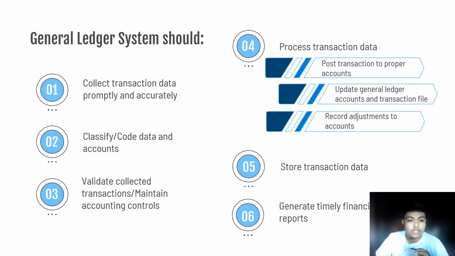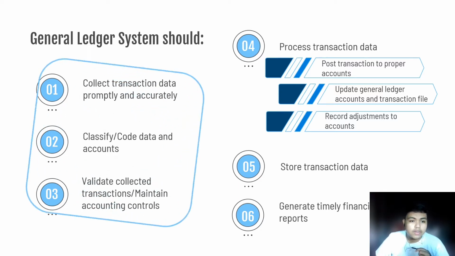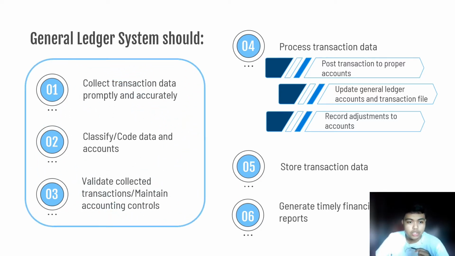So what are the functions of the General Ledger System? First, in the input stage, the General Ledger System should collect transaction data promptly and accurately. So dapat yung kino-collect or yung ini-input sa General Ledger System na transaction data are accurate para tama din yung input. Number 2, the General Ledger System should classify or code data and accounts.